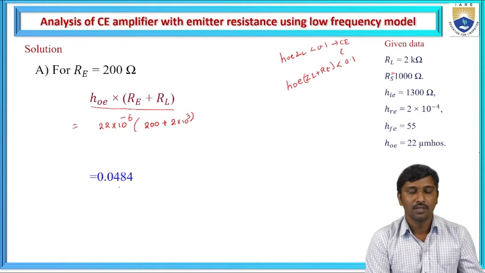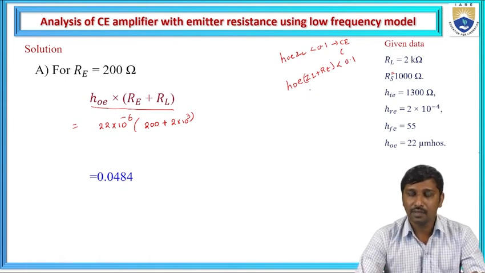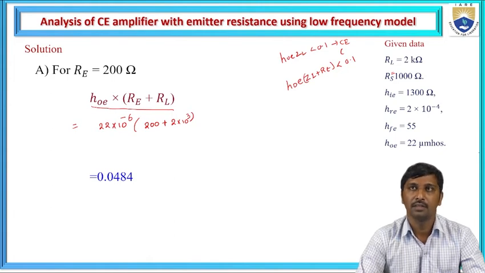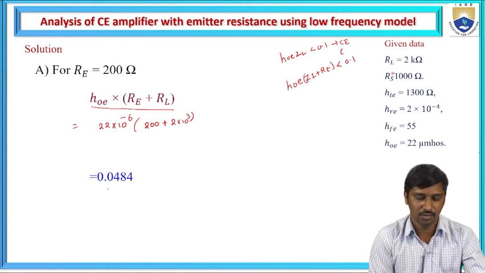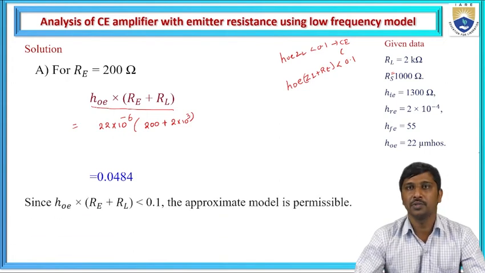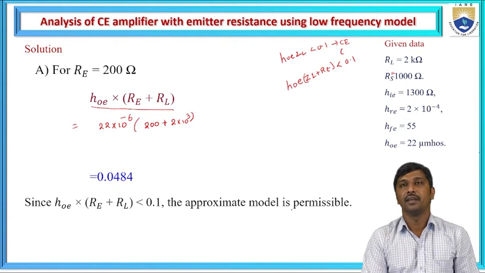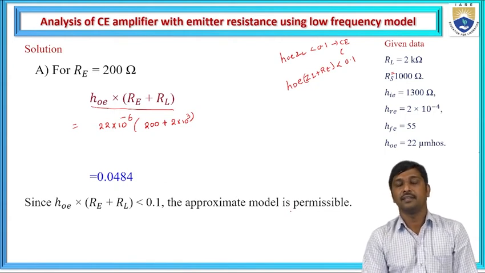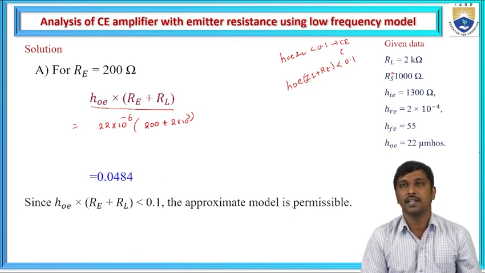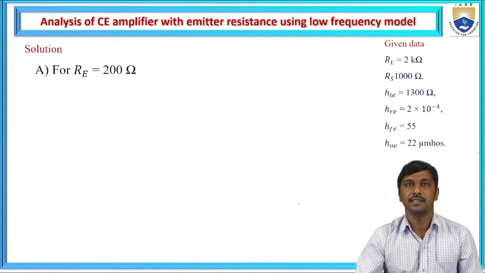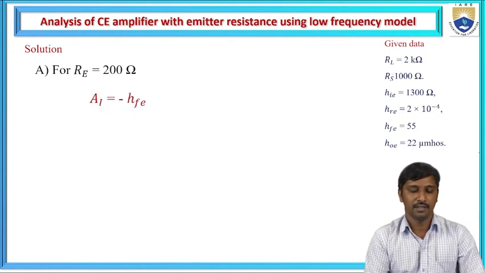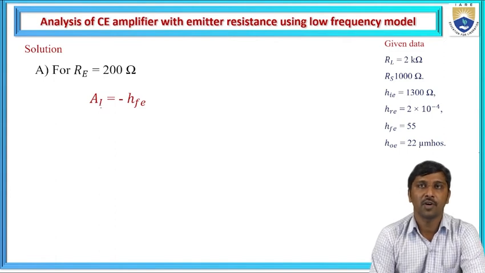0.0484. So from this, what is the condition? Hoe times of (ZL plus RE) is less than 0.1, then we go for the approximate model. This value is always less than 0.1. That is the reason we can choose the approximate model. So from this approximate model, we need to determine the current gain, voltage gain, input impedance or input resistance, and output resistance.